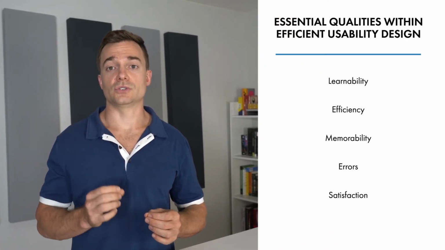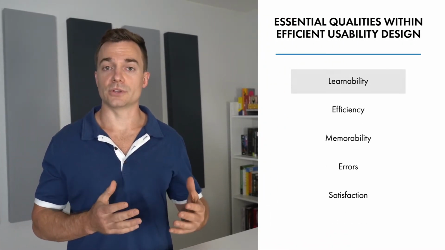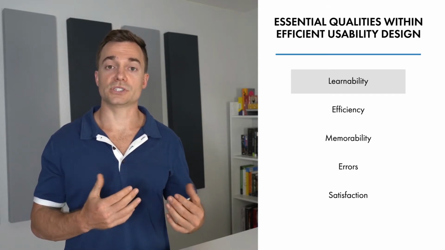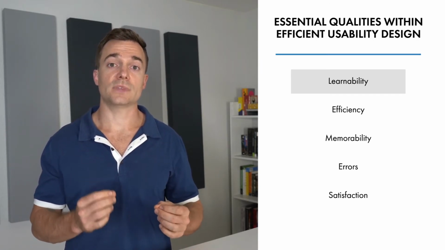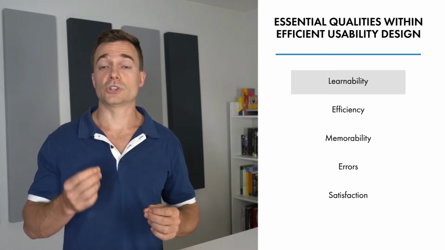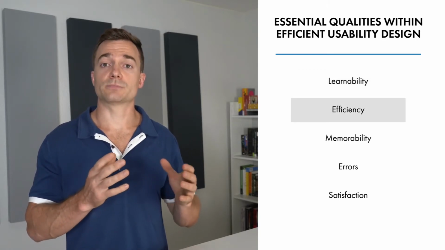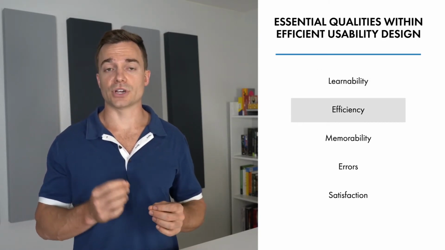And documentation usability expert Jakob Nielsen lists 5 essential qualities within efficient usability design. We have learnability, so how easily can users accomplish basic tasks the first time that they come across your documentation. We also have efficiency, how quickly can users perform the task after learning from your documentation.